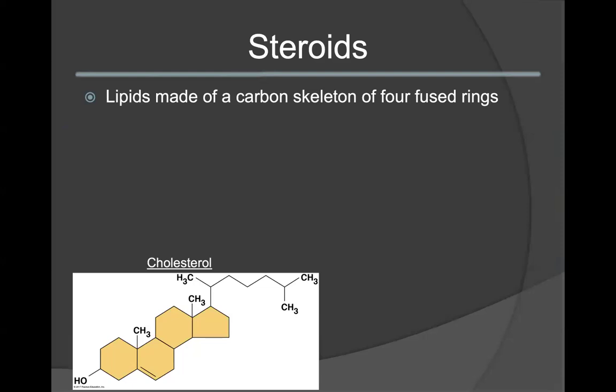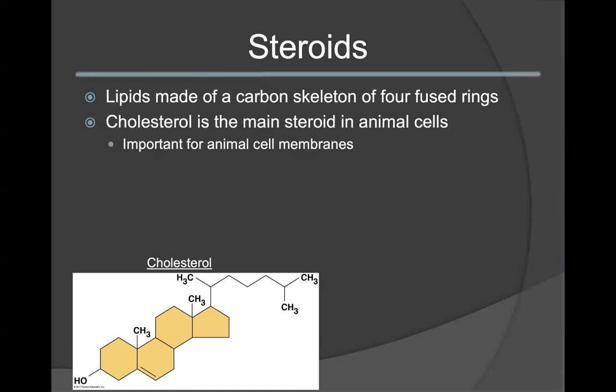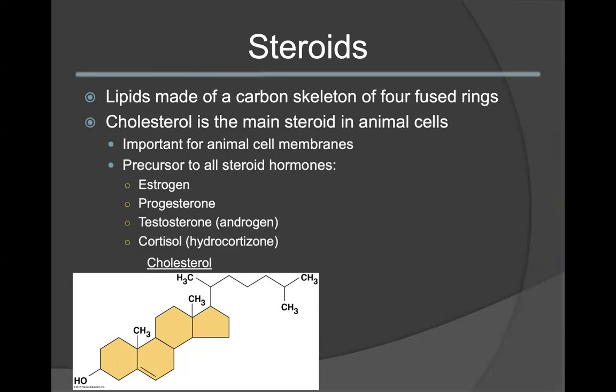Finally, we get to the last group of important lipids, the steroids. Steroids are lipids that share a common carbon skeleton made up of 4 fused rings. Cholesterol is a very important steroid in animal cells. It is an important component for the animal cell membrane, and it is also a precursor to many other steroid hormones, such as estrogen, progesterone, testosterone, and cortisol.